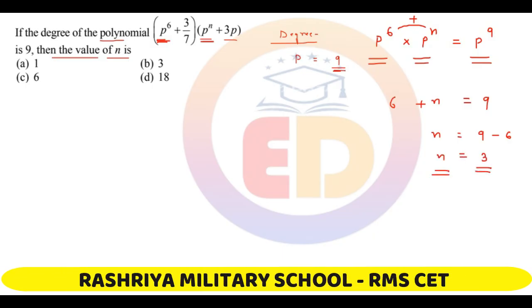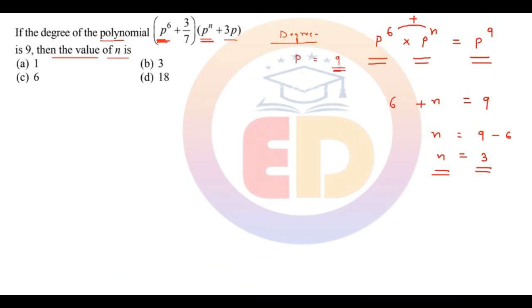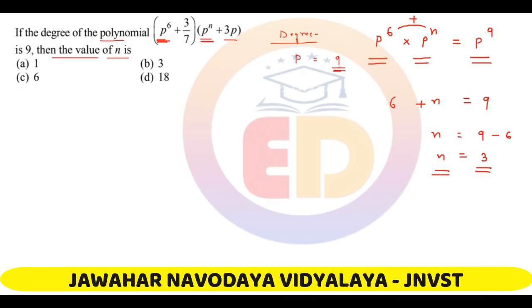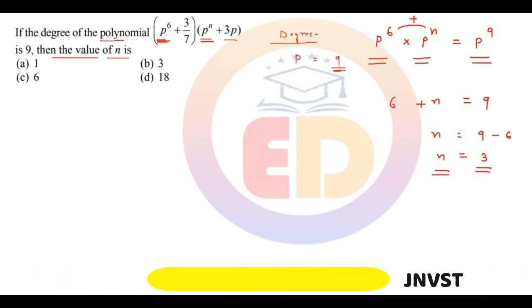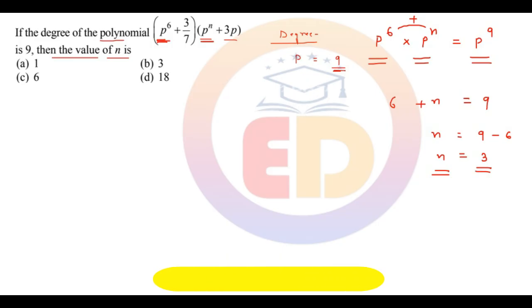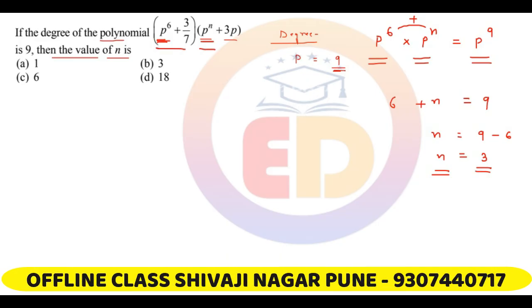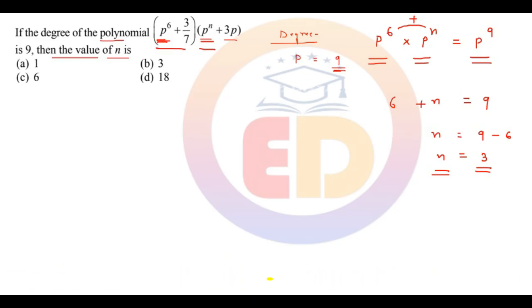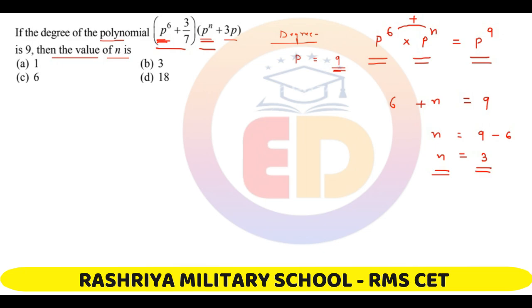A very simple approach. However, a longer approach could have been to multiply all of them and then find the degree of the whole polynomial, in terms of the highest power of p in the first term and the highest power of p in the second term, and equate with the degree of the polynomial, which is p power 9.